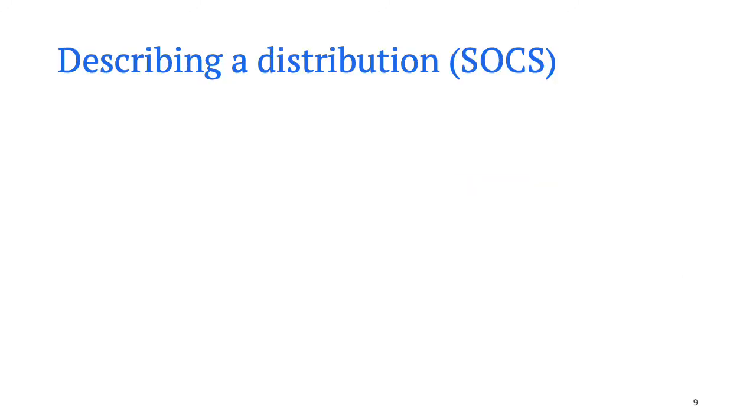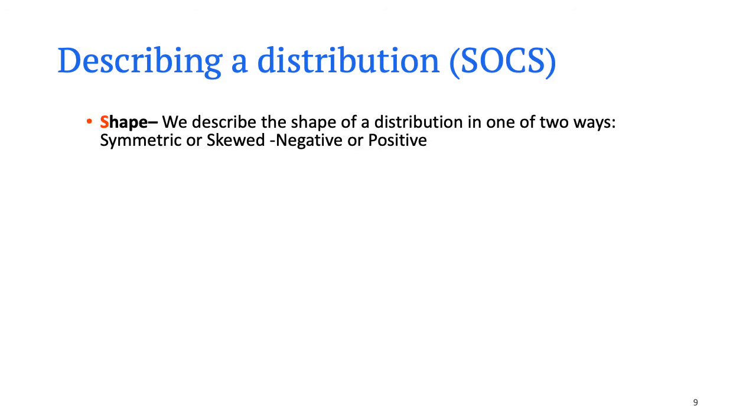One thing that we want to think about is, why do we want to see a distribution? Why do we want to see it displayed? There's 4 different things that we look for when we're trying to describe a distribution. That acronym is going to be SOCS, for shape, where we describe the shape of the distribution in one of 2 ways, symmetrical or skewed.